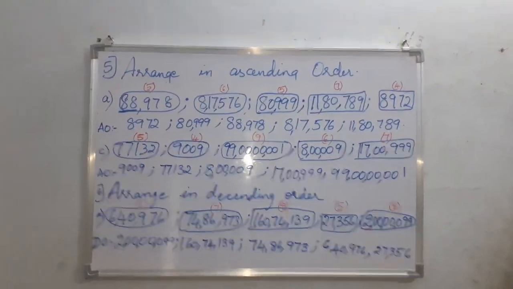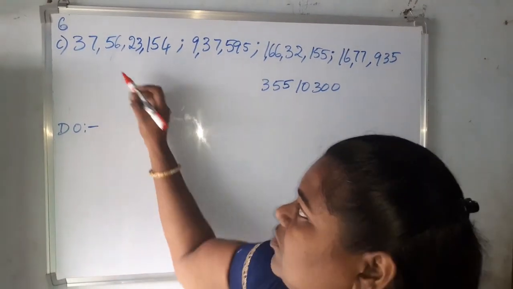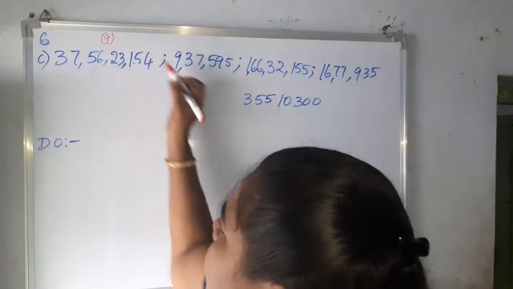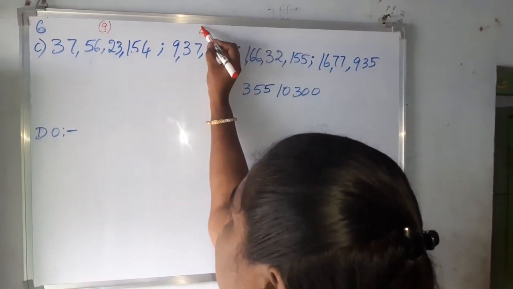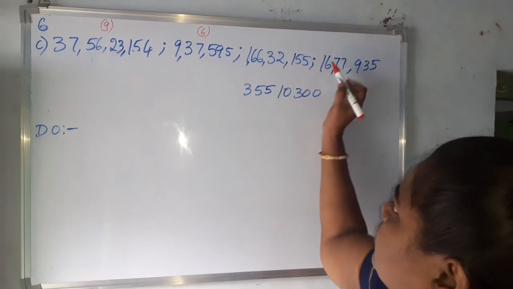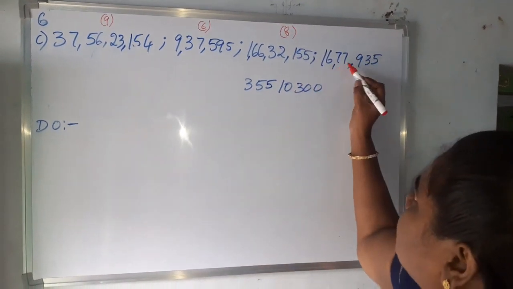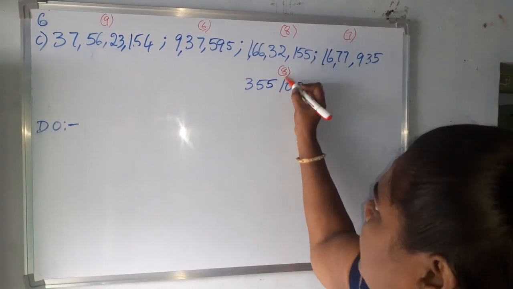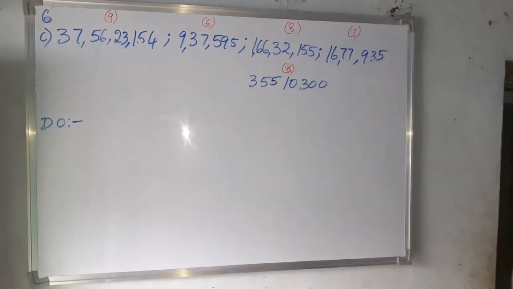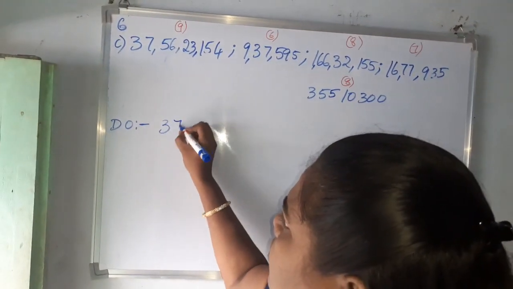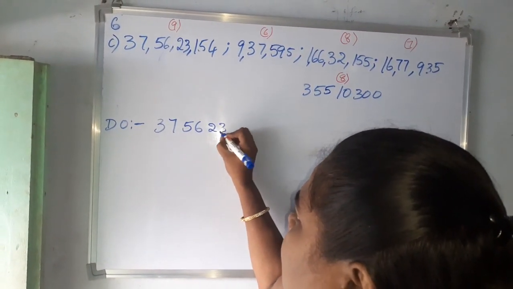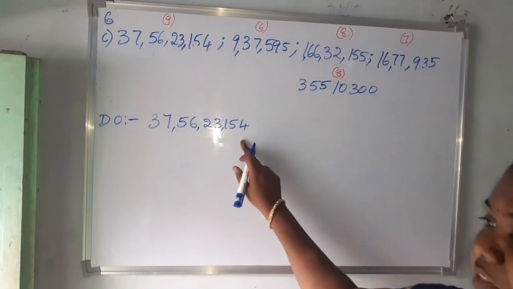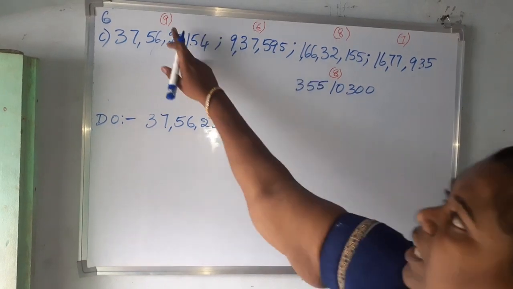Now check the number of digits. 1, 2, 3, 4, 5, 6, 7, 8, 9. It's a 9-digit number. 1, 2, 3, 4, 5, 6. 6-digit number. 8-digit number. 7-digit number. 8-digit number. So highest among this is the 9-digit number. That is 37 crore 56 lakh 23,154.